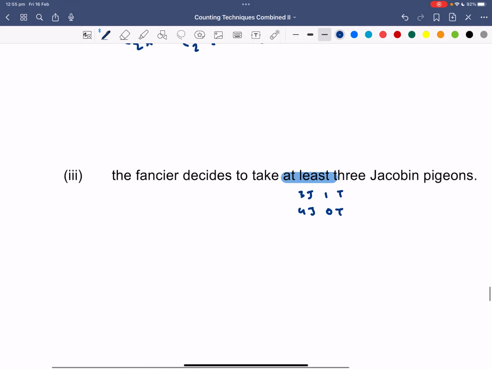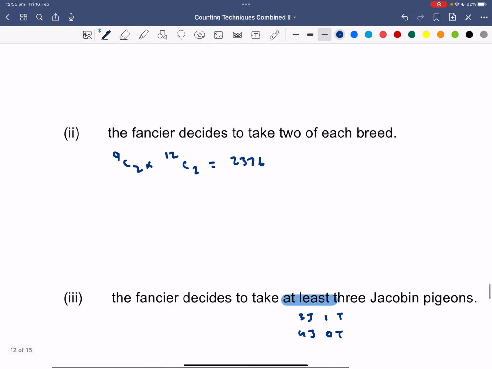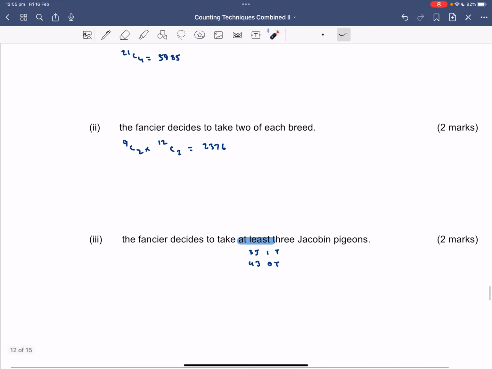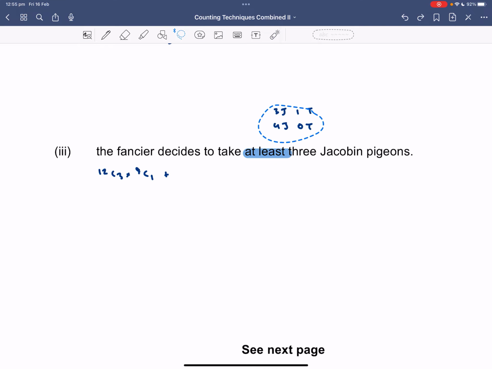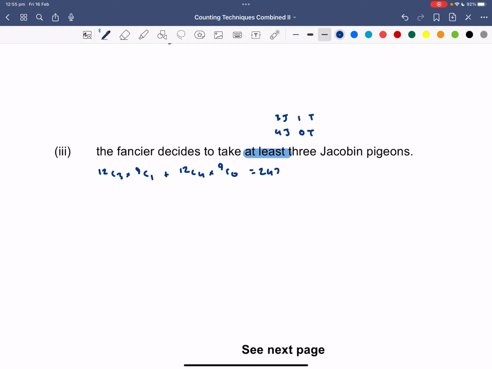So that's pretty easy. How many Jacobin do I have? 12 Jacobin that I have. So from the 12 Jacobin, I choose 3, and from the 9 trumpeter, I choose 1. Or means add, whereas and means multiply. So I basically said 12 Jacobin and, which is multiply, 9 trumpeter, or, so that's why I wrote plus. From 12, I choose 4 this time. And you don't have to write this because anything choose 0 is just 1 anyway. But if it makes you feel better, you can write from the 9 trumpeter, you choose none of them. Okay? That adds to 2475.